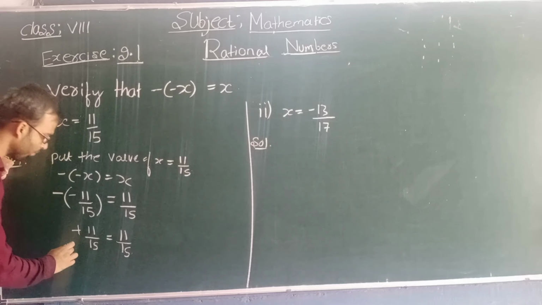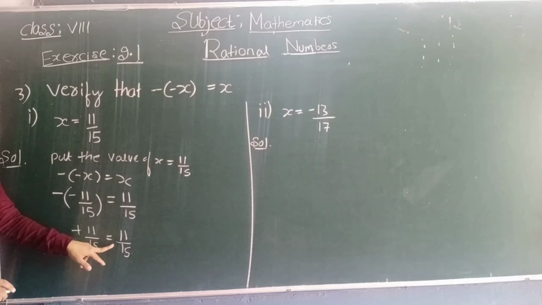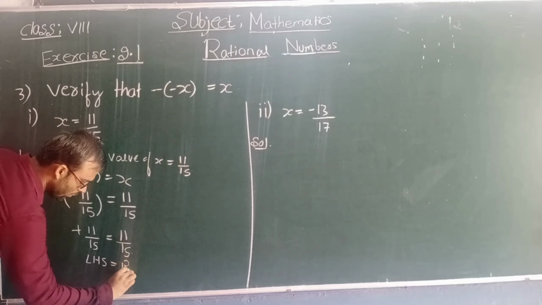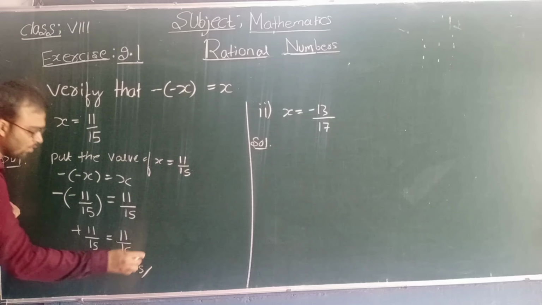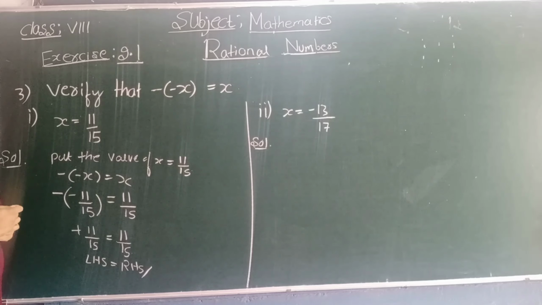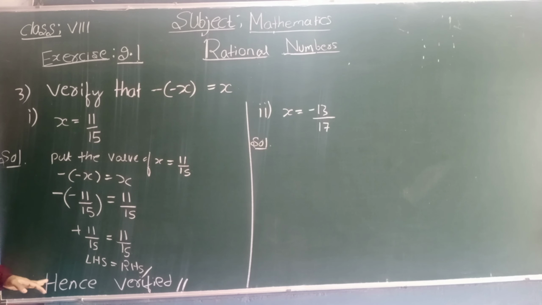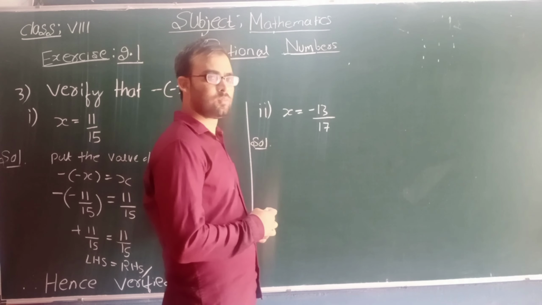Okay. So what we have got? If nothing is there, it means plus will be there. Okay. So here we can write LHS is equal to RHS. In this case LHS is equal to RHS. As LHS is equal to RHS, therefore we can write hence verified. Now look at your students.